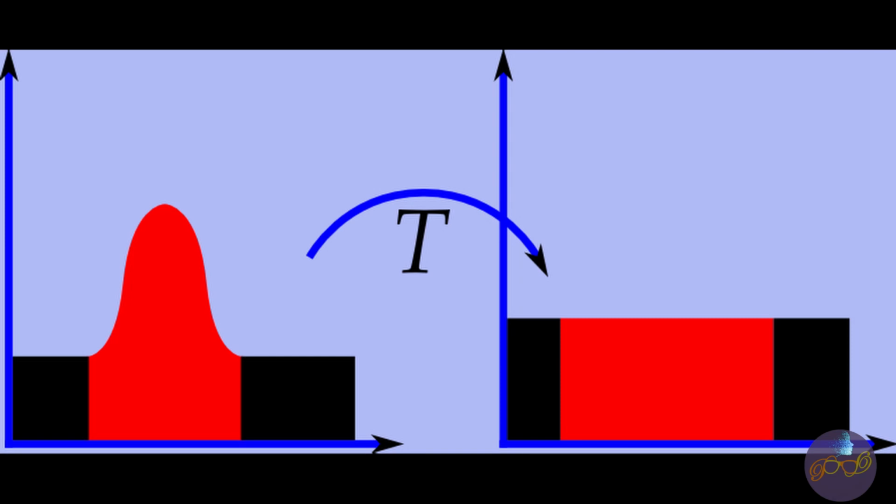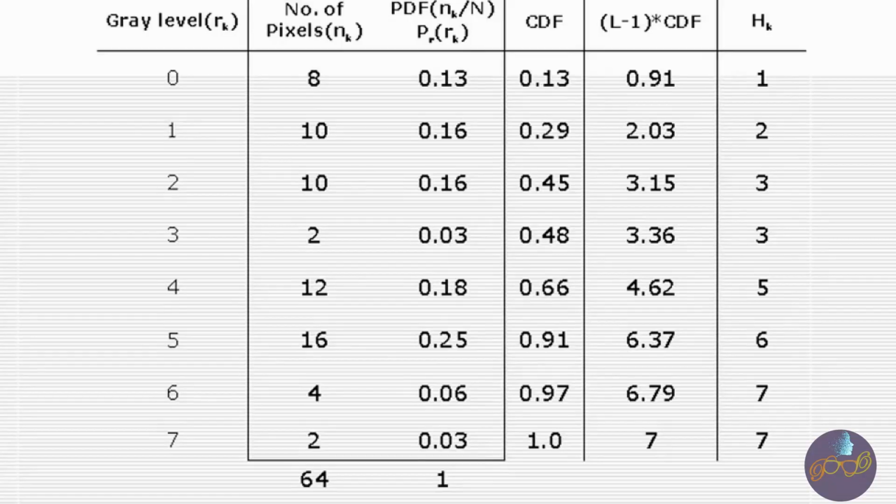So let's first see the math behind the equalization. Then we will actually implement it through code. Suppose you have an 8 cross 8 image with 8 gray levels, 0 to 7, and the histogram of the image looks like this. Now we'll find the probability for every gray level. For 0, it will be 8 divided by 64, which is equal to 0.13, and we'll repeat this for all gray levels.